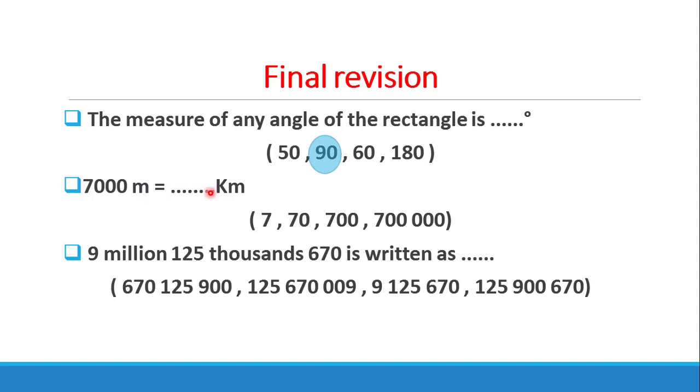7,000 meters equals how many kilometers? 1 kilometer equals 1,000 meters. So I'll divide by 1,000. The result will be 7. 9,125,670 is written as, which one? Yes, 9,125,670.